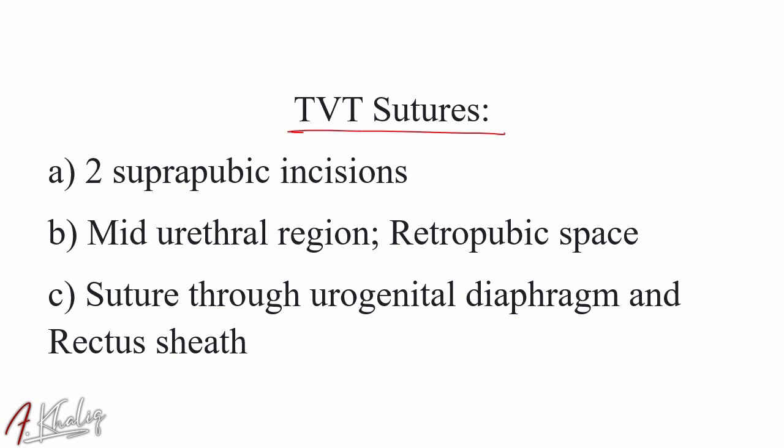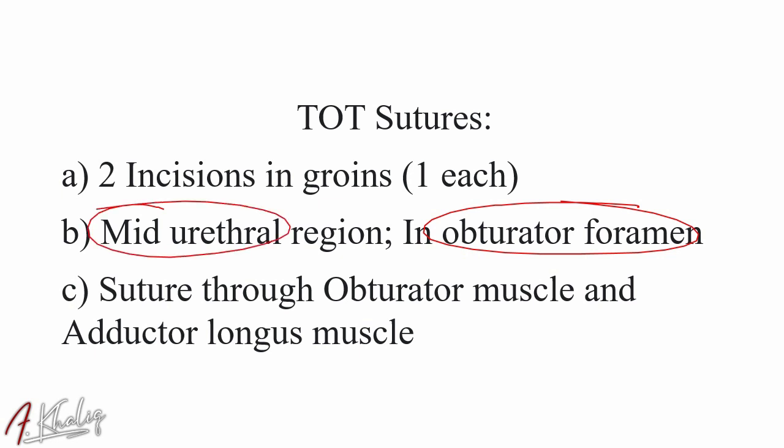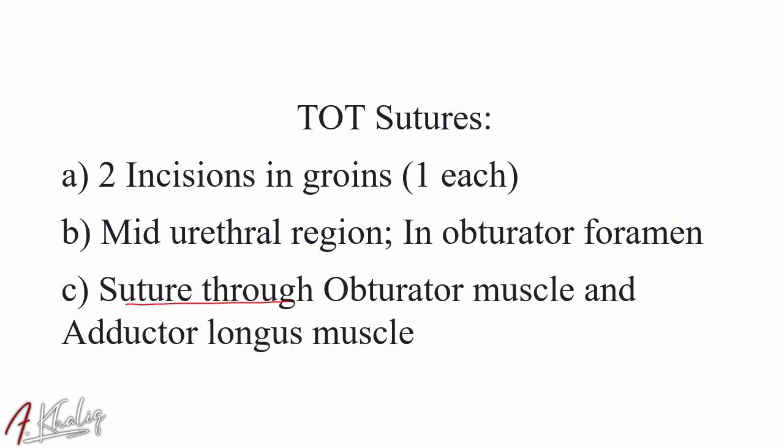For TVT sutures, you're going to give 2 suprapubic incisions, and the region is going to be the retropubic space in the mid-urethral region. Then you're going to apply the sutures through the urogenital diaphragm in the rectus sheath. While in the TOT sutures, you're going to give 2 incisions in the groins, 1 incision in each groin. The region is going to be the obturator foramina, mid-urethral region, and you're going to apply the suture through the obturator muscle and the adductor longus muscle.